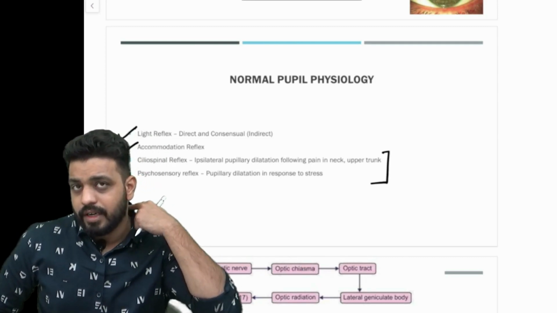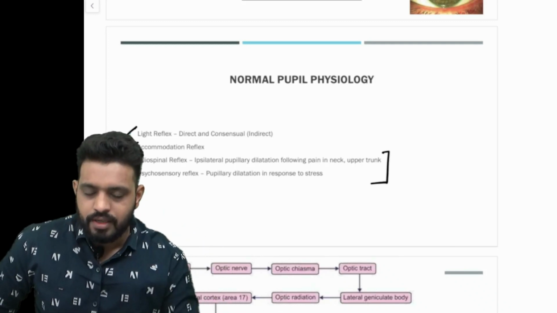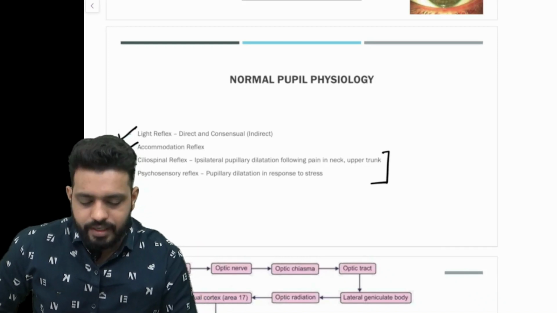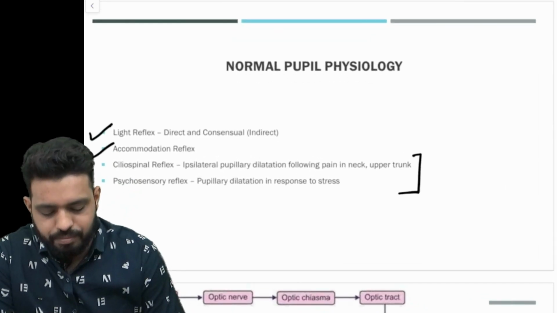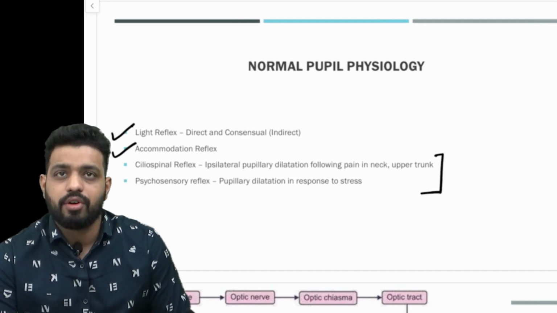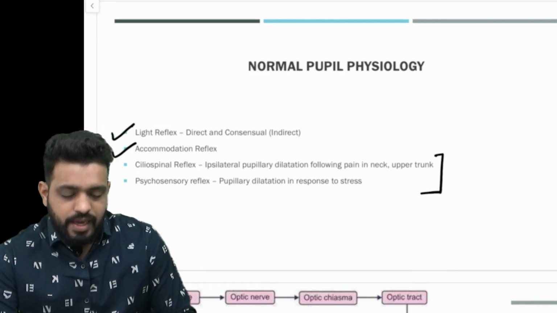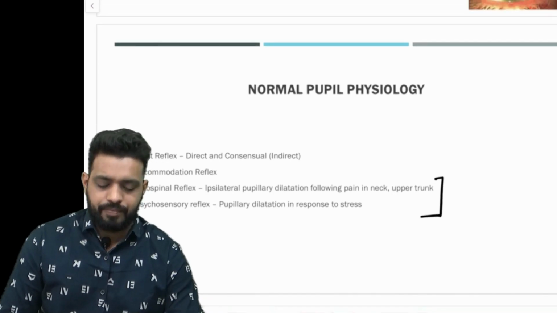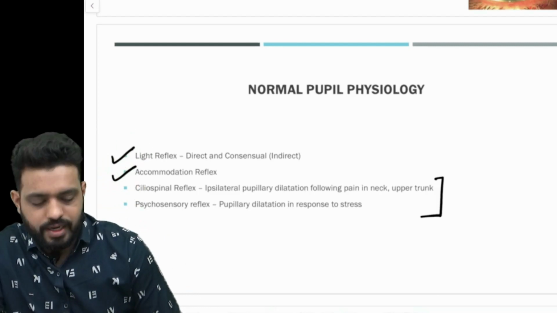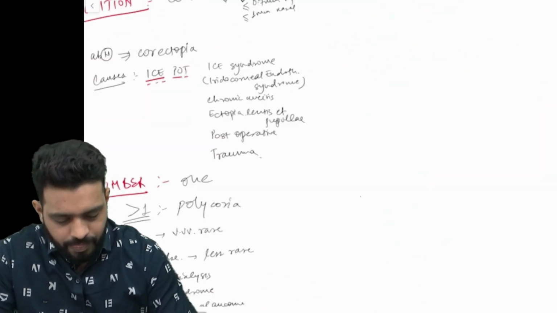Ciliospinal means related to the ciliary region in the eye and the spinal cord. Then the psychosensory reflex. The ciliospinal reflex is nothing but ipsilateral pupillary dilatation following any pain in the neck or upper trunk. Just remember this definition: ipsilateral pupillary dilatation following any pain in the neck or upper trunk. Psychosensory reflex is nothing but pupillary dilatation in response to stress, anxiety, because your sympathetic response is increasing in the entire body. You get sweating, you are frightened, your heartbeat increases and your pupils also dilate. So remember this. Now we'll study in detail the light reflex and accommodation reflex.